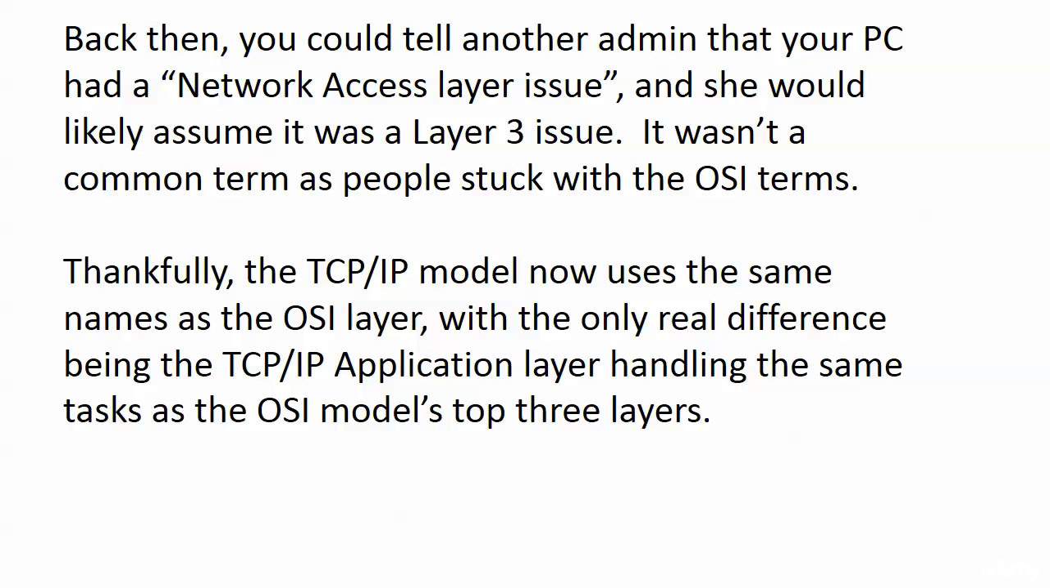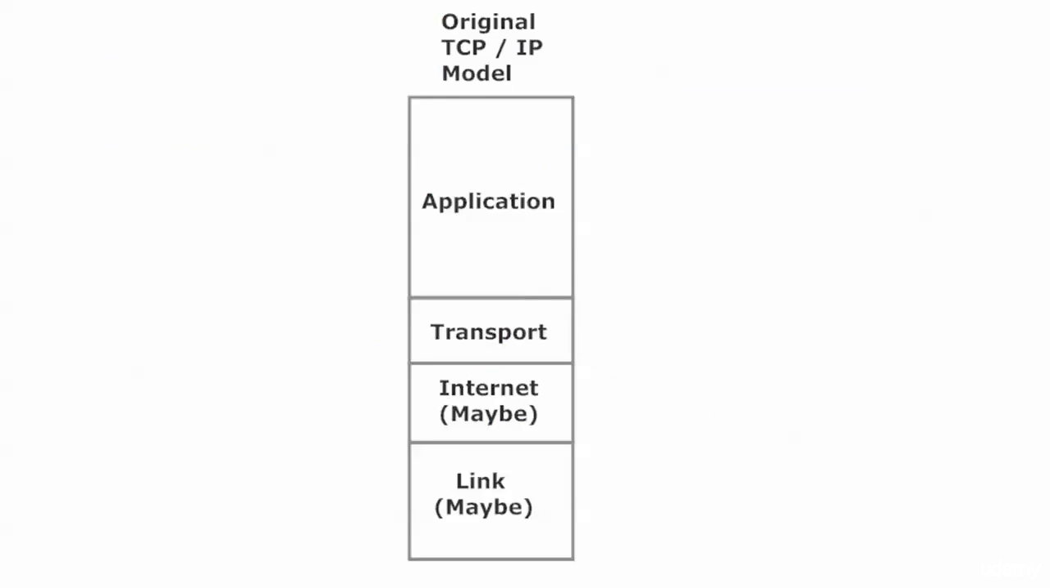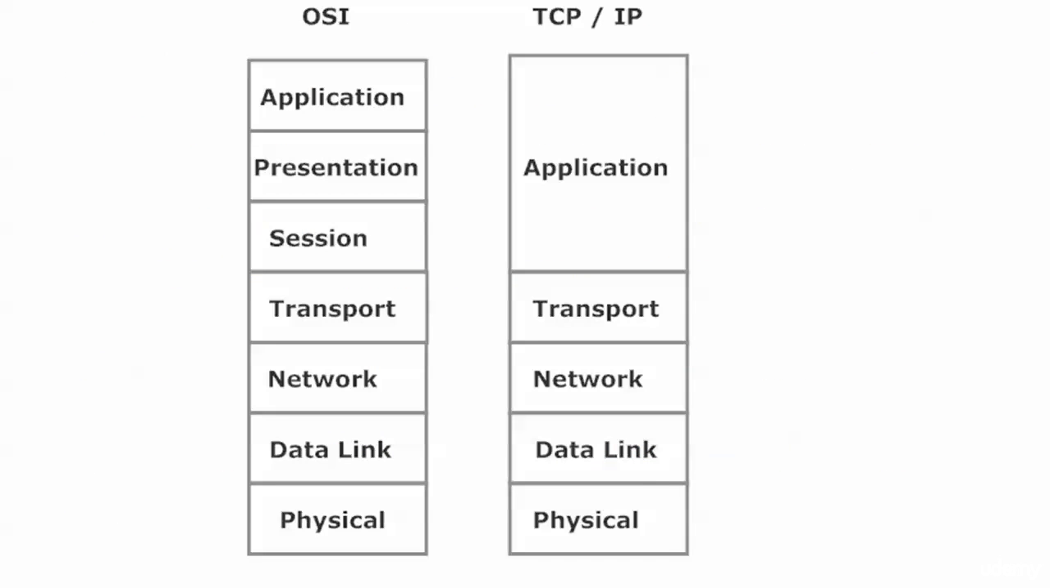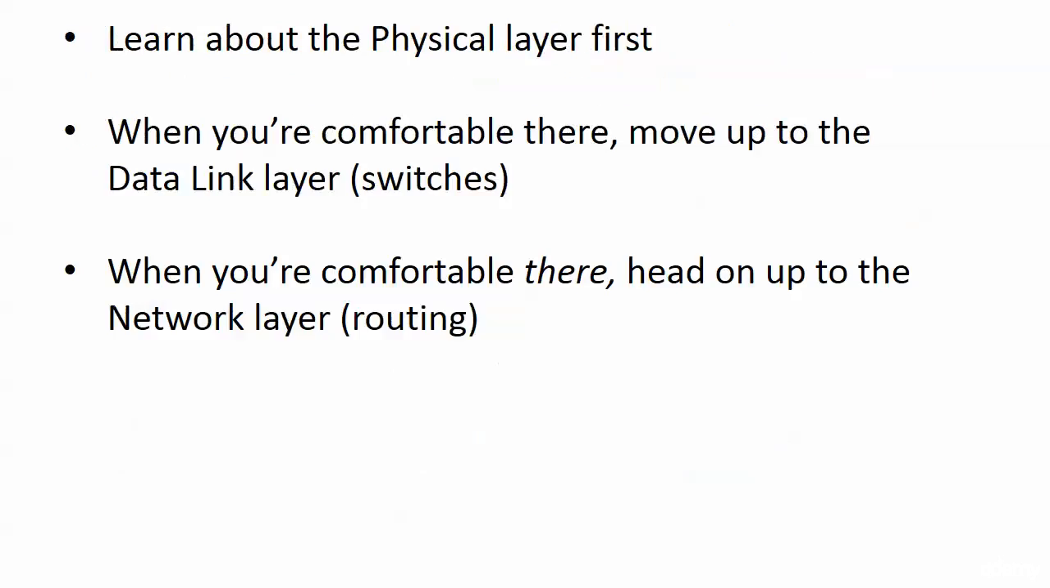It was not a common term because people have stuck with the OSI terms. And that's really, it's not the only reason the OSI model is still around, but it's a major one. And thankfully, as we saw earlier, the TCP/IP model now uses the same names as the OSI layers, with the only real difference being the top. And let's just take one more look at that again. And there you go. There's your mapping. It's much easier than it used to be, but you should still be familiar with that, especially the top of the TCP/IP model and which layers map to the OSI layers.